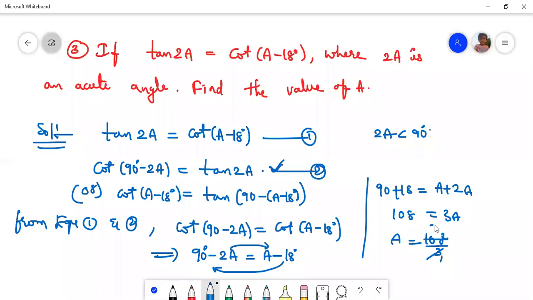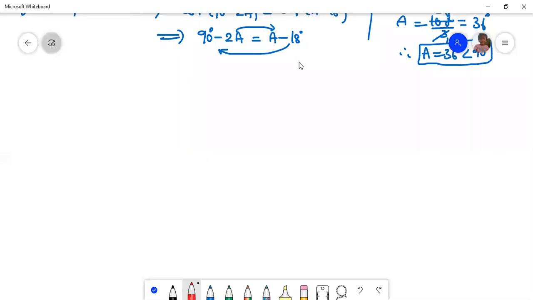3 ones are 3, 3 threes are 9, 3 twos are 6. So A is 36 degrees. Therefore, A equal to 36 degrees. 2A is 72, which is exactly an acute angle only. Therefore, the value of A is 36 degrees. It is the third one. Fourth one.